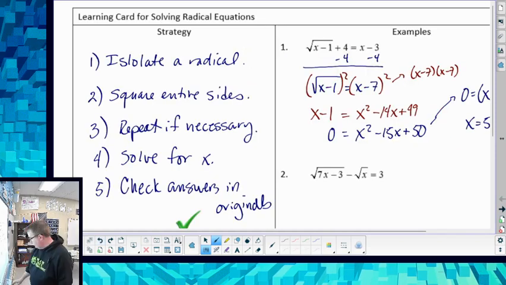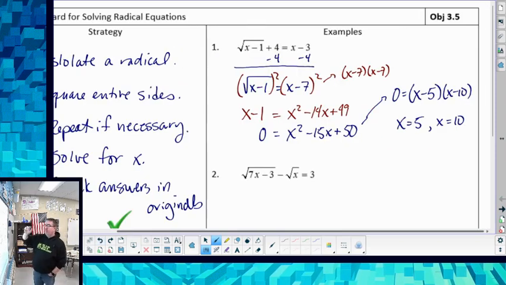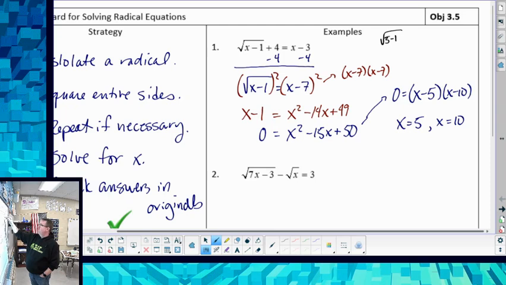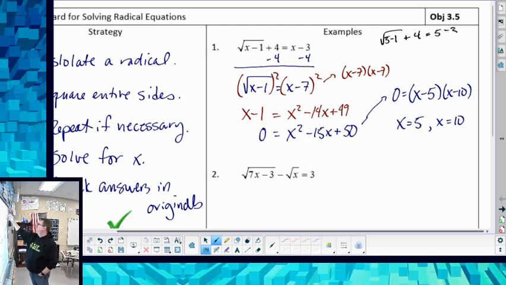So to go back and check these again, I'm just going to go back to the original, and is 5 minus 1 plus 4 equal to the same thing as 5 minus 3.